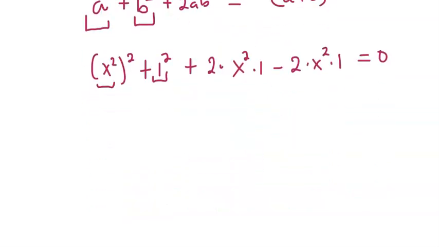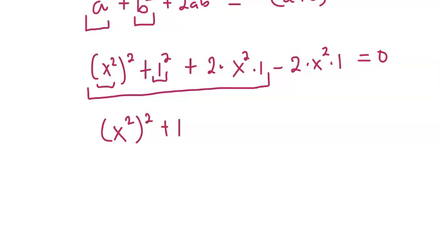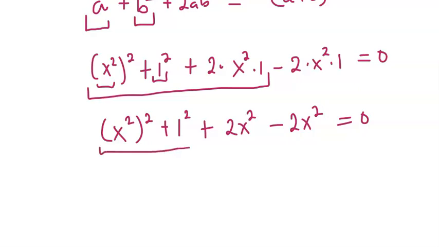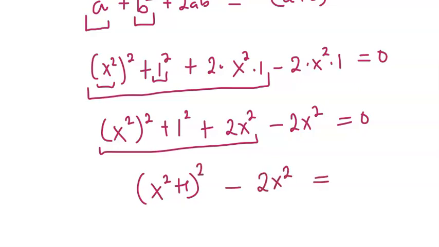It is awesome, right? So from here is a perfect square. We can write it as x squared, squared, plus 1, squared, plus this will be 2x squared. Then we have minus 2x squared. So this is equal to 0. So this here is a perfect square, which is x squared plus 1 whole squared, minus 2x squared, equal to 0.